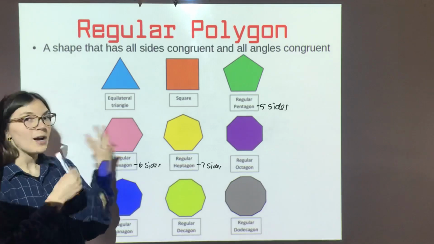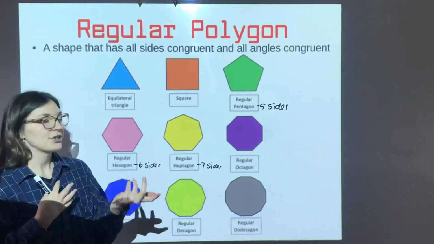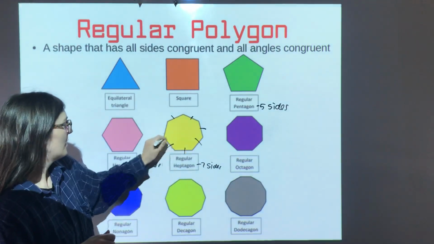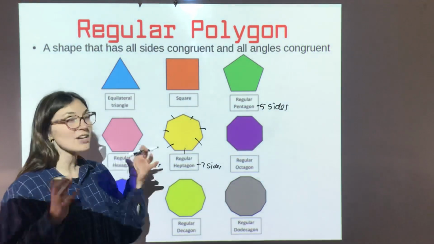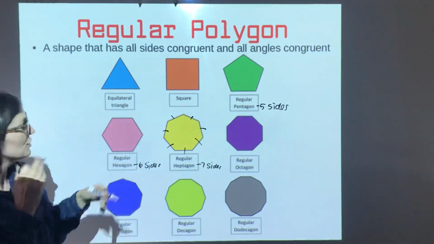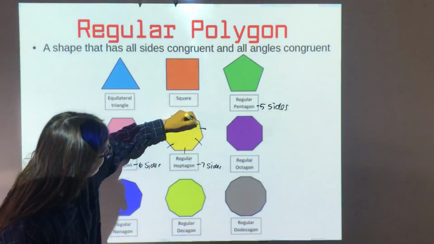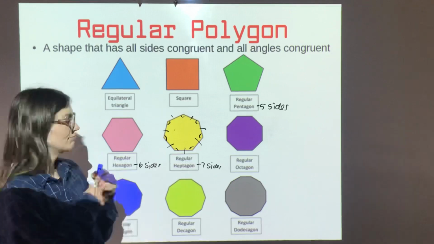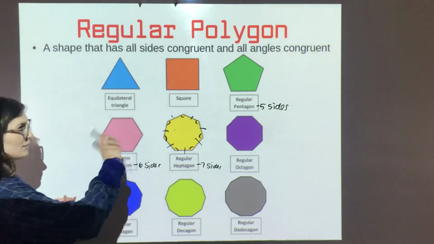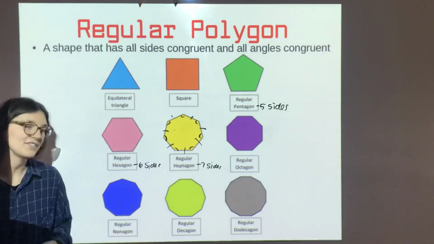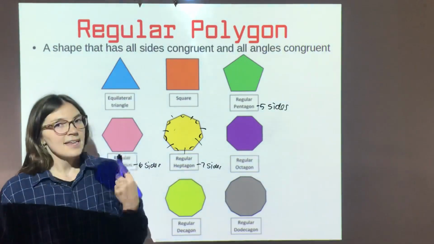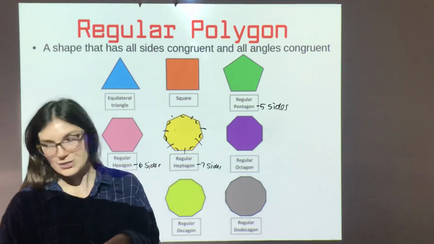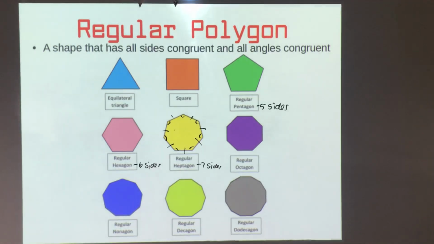What makes them regular, though, is that all of the sides are congruent. So for example, all these sides should be congruent, and all the angles inside should also be congruent. That would make it called regular. So make sure you know these names, and the idea that if it's a regular polygon, then the angles and the sides are all congruent to each other.